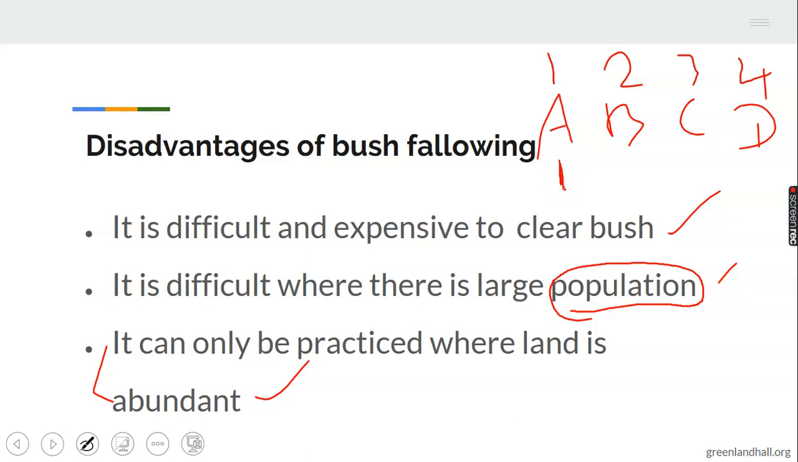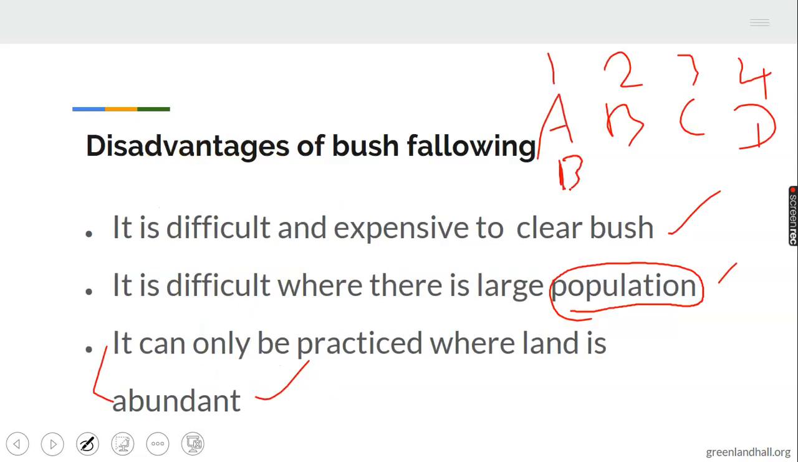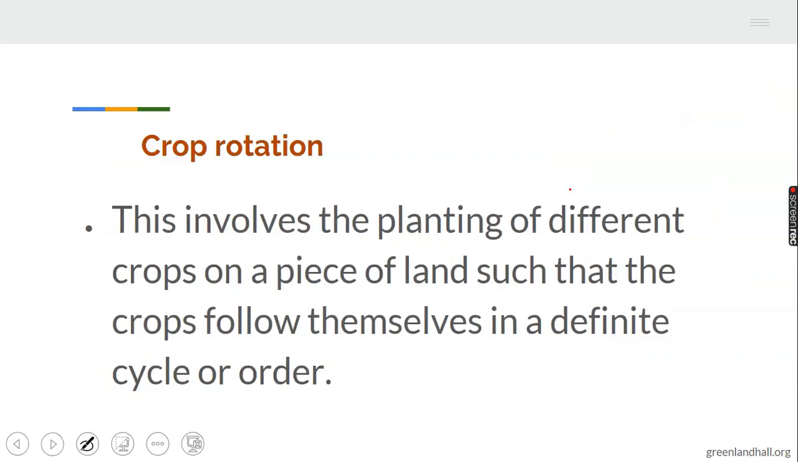By then, the fertility of the soil would have been restored. The fertility of the soil is restored within the period of 4 years. Then move down to year 2 again. So it can only be practiced where you have abundant land for the farmer to move from one piece of land to another. Take note of that, very important. It can only be practiced where you have low population. Where the population is low, it will encourage the farmer to move from one plot of land to another. It cannot be practiced where the population is large. Take note of that.